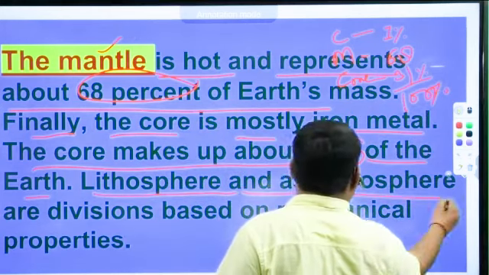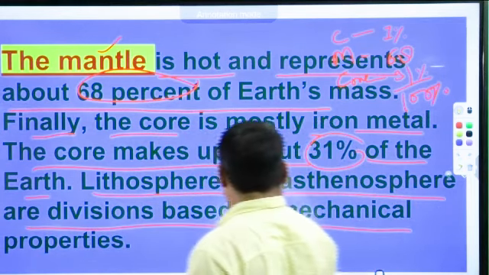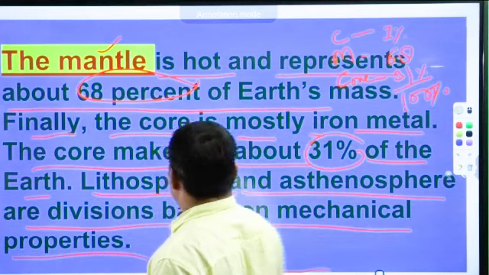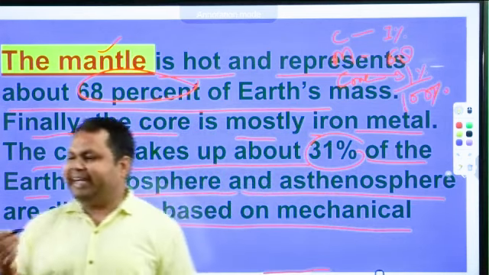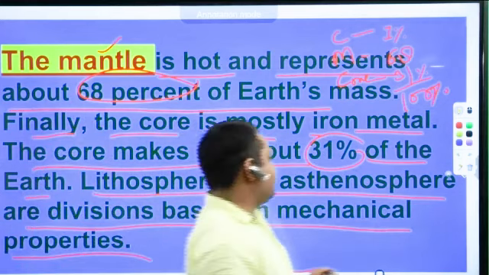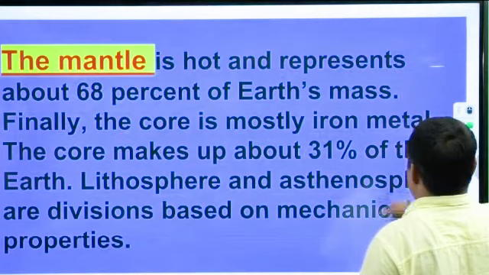Lithosphere and the asthenosphere are divisions based on mechanical properties. Lithosphere is the rocky layer of the earth, while the asthenosphere is the molten form of the earth, right?